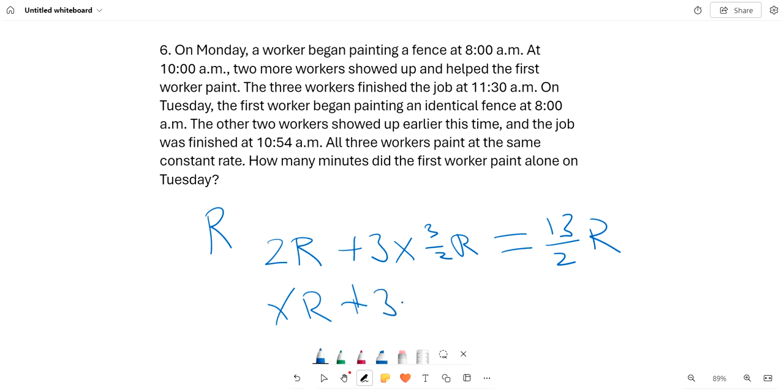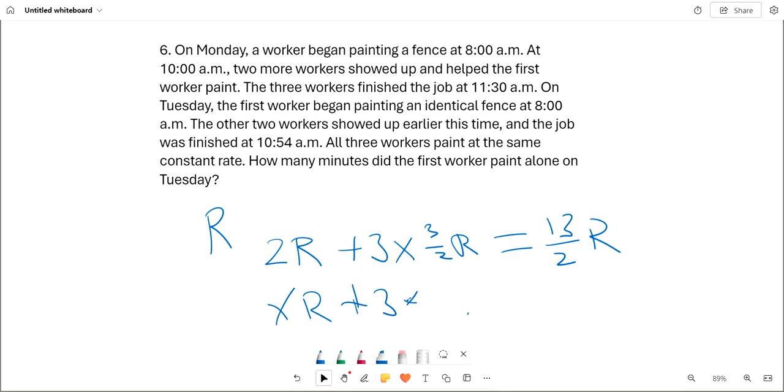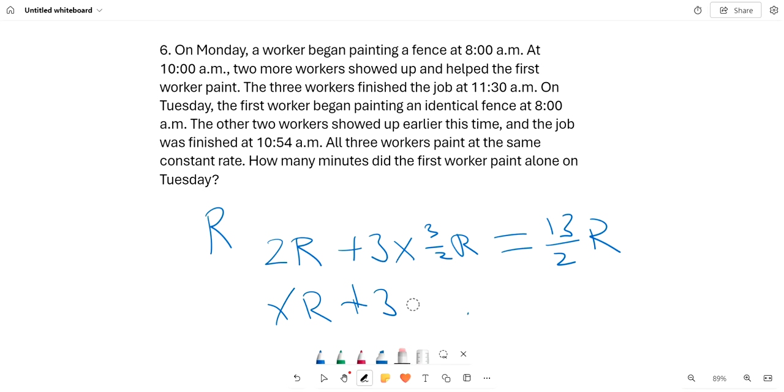And the other two painters arrived at 10:50. They showed up and then they finished at 10:54. So this is just 3 times... I should probably not write an X because we already have an X variable in here. So we have 3 times 2 hours and 54 minutes, that's just 29 over 10, minus X R, and that equals 13 over 2 R.